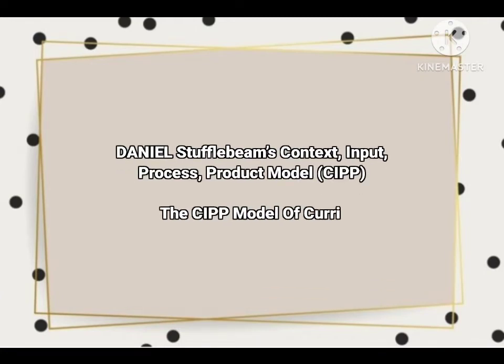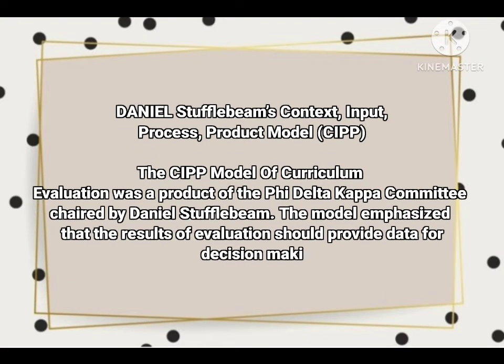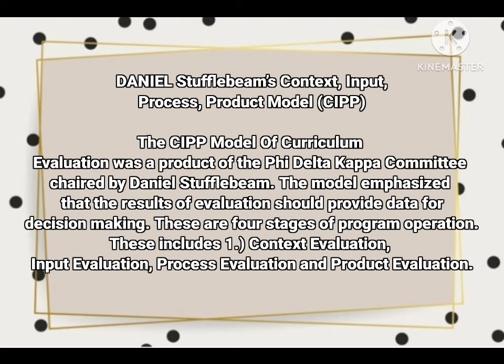Okay, let's start with the Daniel Stufflebeam Context, Input, Process, Product Model, or the CIPP. The CIPP model of curriculum evaluation was a product of the Phi Delta Kappa Committee. It was chaired by Daniel Stufflebeam. The model emphasized that the result of the evaluation should provide data for decision making. These are four stages of program operation. This includes the context evaluation, the input evaluation, the process evaluation, and the product evaluation.